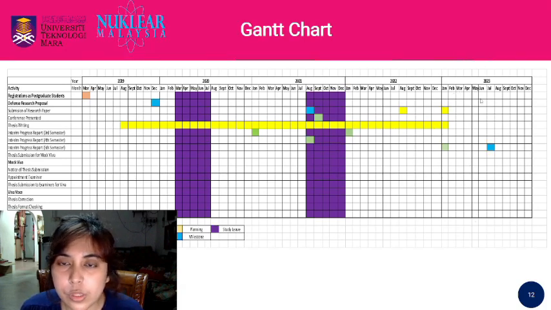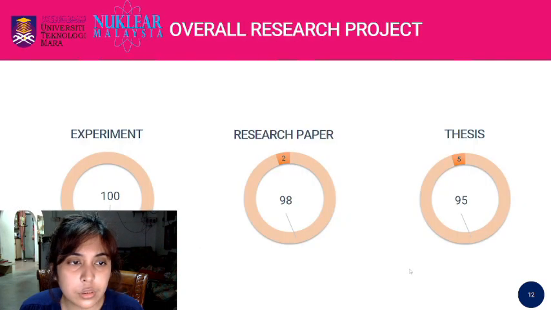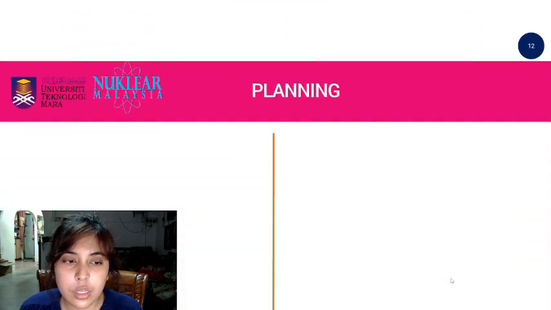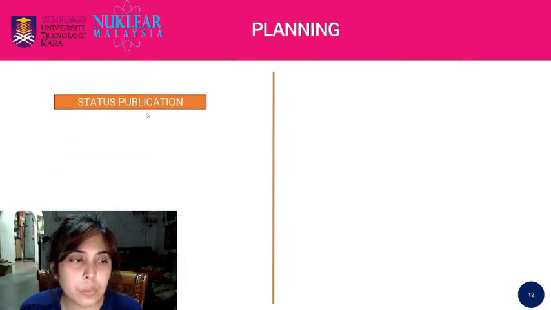So maybe by the end of July 2023, I hope the thesis is completed, and the paper is already submitted. So for the experiments, I have done everything, and the research paper is just waiting for review and still in progress, and the thesis only has a little bit left to add, for references and everything.